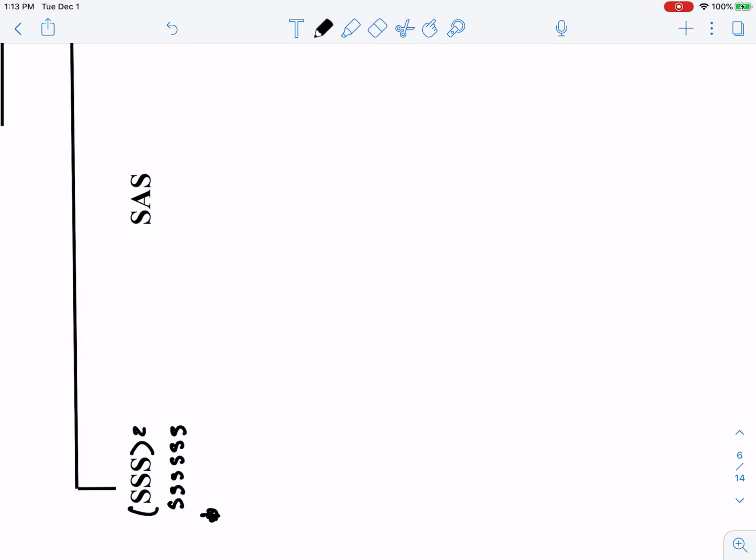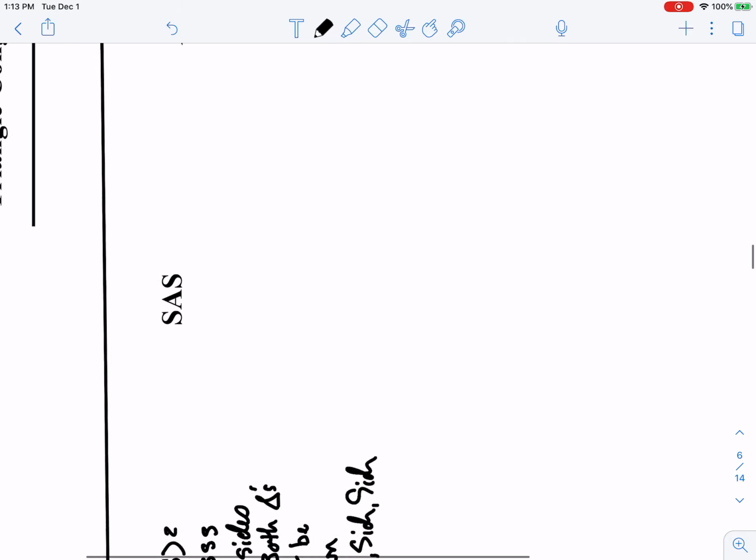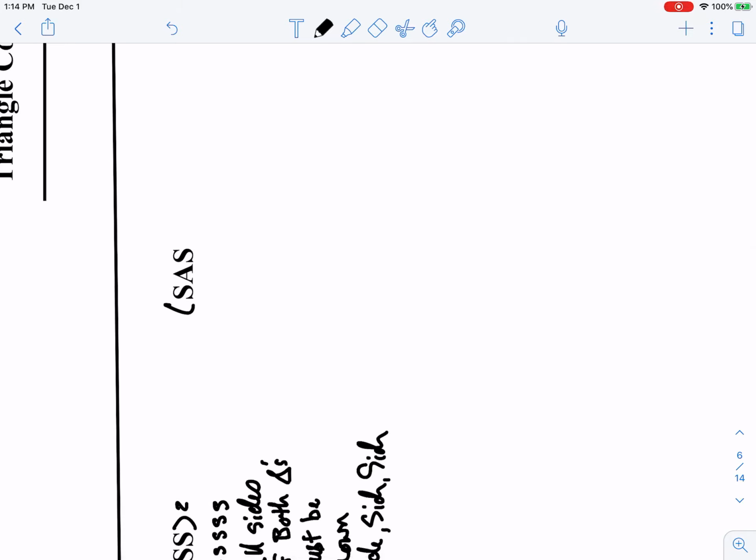So a note: all sides of both triangles must be known. Okay. And again, this stands for side, side, side.